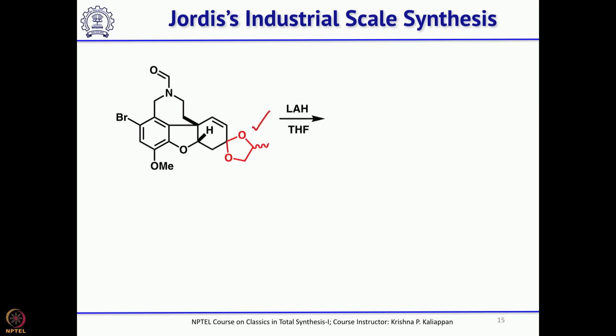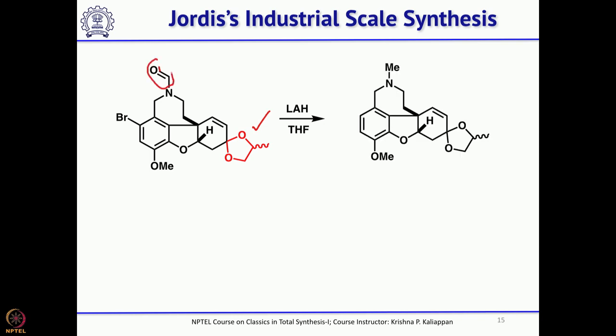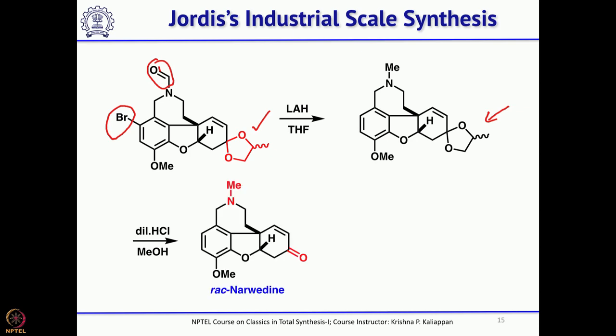Next, if you reduce with LAH, LAH will convert this N-formyl into methyl group. At the same time, that also will remove the bromine which is attached to the aromatic ring. Reductive removal of bromine as well as conversion of the N-formyl to N-methyl group takes place when you treat this compound with LAH. So once that purpose is served, you don't want the ketal, so it can be removed using dilute HCl and THF to get the alpha, beta unsaturated ketone.